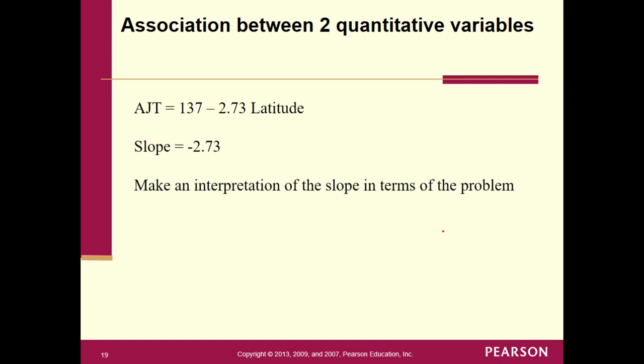And so we're going to go ahead and make an interpretation of the slope in terms of the problem. So we're going to focus in on that negative 2.73. What does it mean here? All right. And so what I want you to do is think of it that we're always going to start with increasing x by 1. So what is x in the problem? It's latitude. So we're going to increase x, latitude, by 1.